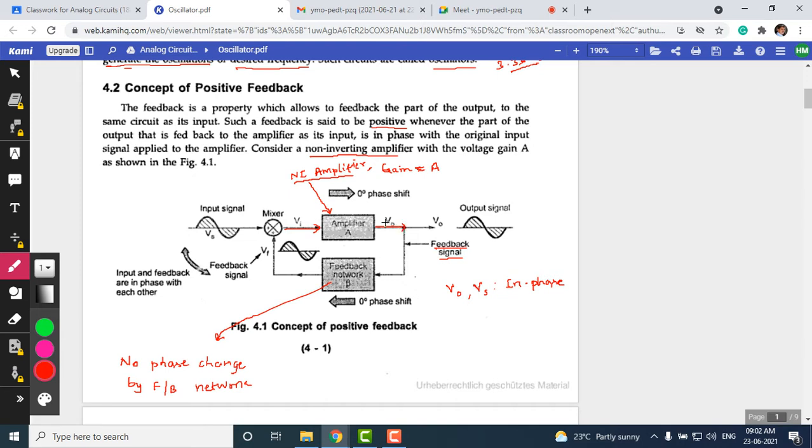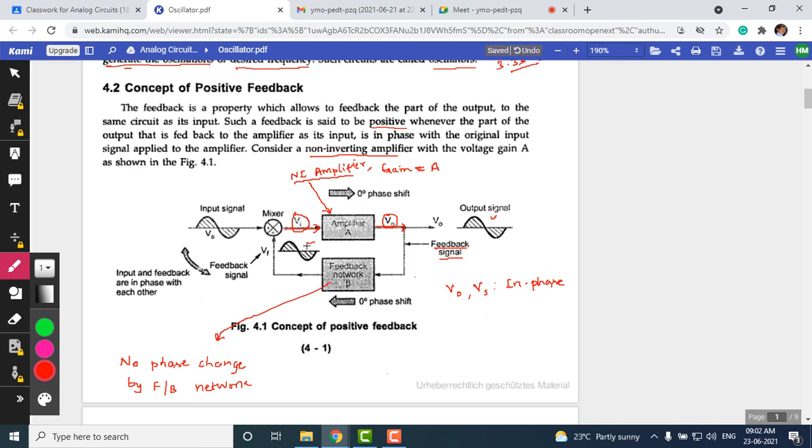That means both are in phase. So, V naught here and Vi, they are going to be in phase. As you can see here, the signal which is sinusoidal is applied as an input, that is Vi. You can see the positive going and negative going signal here, this is sinusoidal, and the same signal is produced here, a replica with an increased signal strength. But the phase has not changed when you compare the input and the output signal.